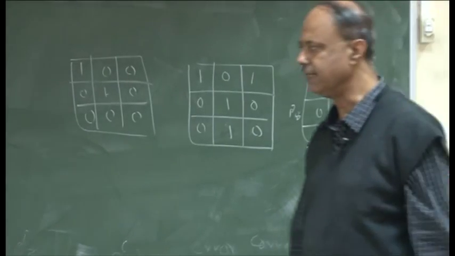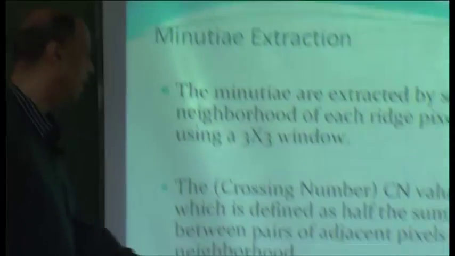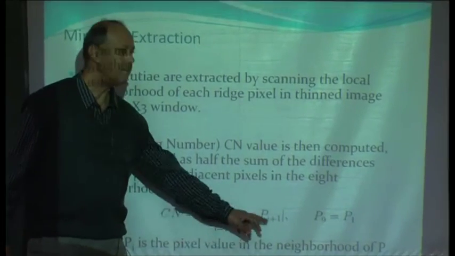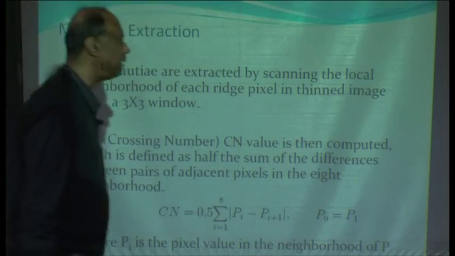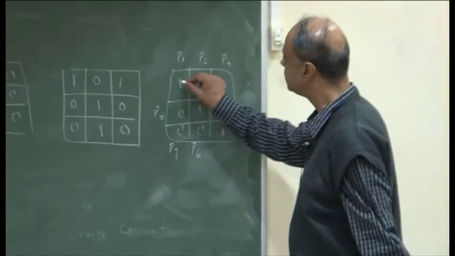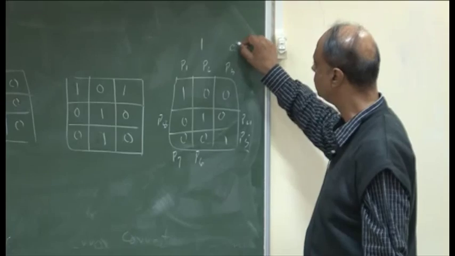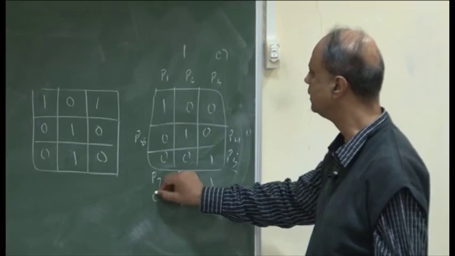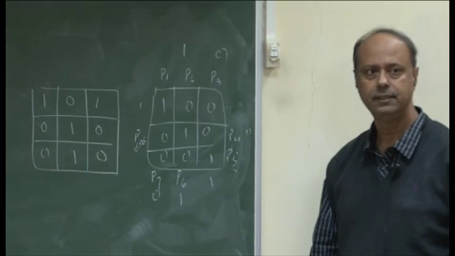Now, this Cn is known as the crossing number. Cn can be computed by this formula: 0.5 times the summation over Pi minus Pi plus 1. Why 0.5? Because the same number will be computed twice, that is the reason. So, for this case, this is 1, this is 0, this is 0, this is 1, this is 1, this is 0, this is 0, this is 1, right.